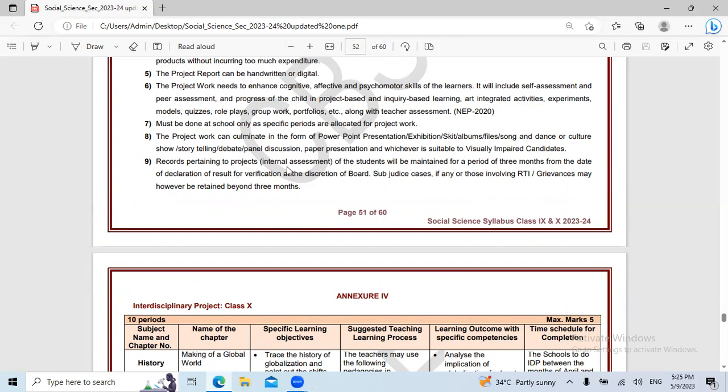Records pertaining to project internal assessment of the students will be maintained for a period of 3 months from the date of declaration of result for verification at the discretion of the board. Sub judice cases, if any, involving RTI grievances, may however be retained beyond 3 months.